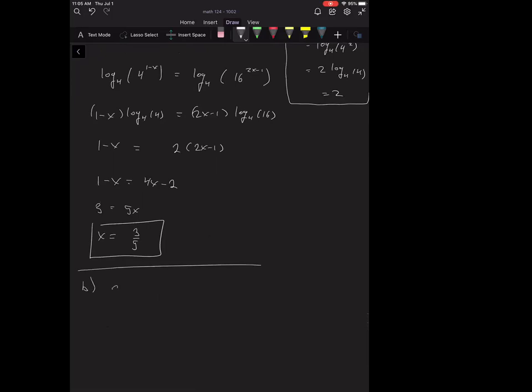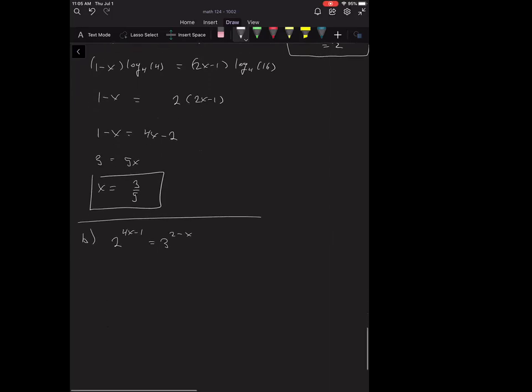B, we have 2 to the 4x minus 1 equals 3 to the 2 minus x. So for this one, we can either choose to take the log base 2 or log base 3. We can do any log on both sides. It doesn't really matter. Let's just do log base 2 of both sides.